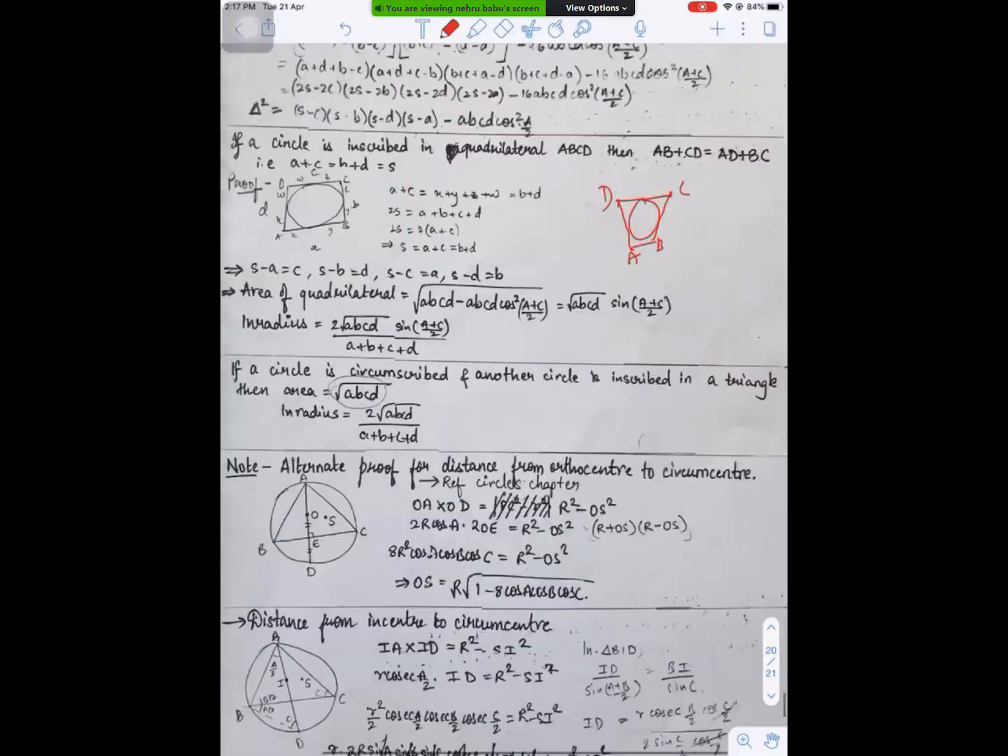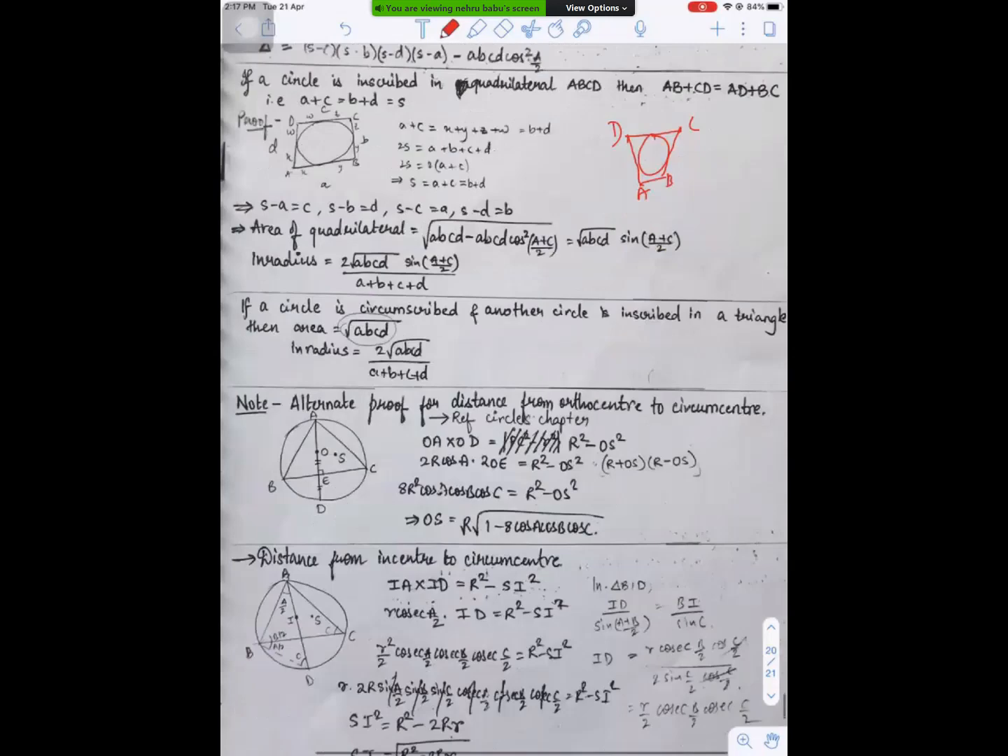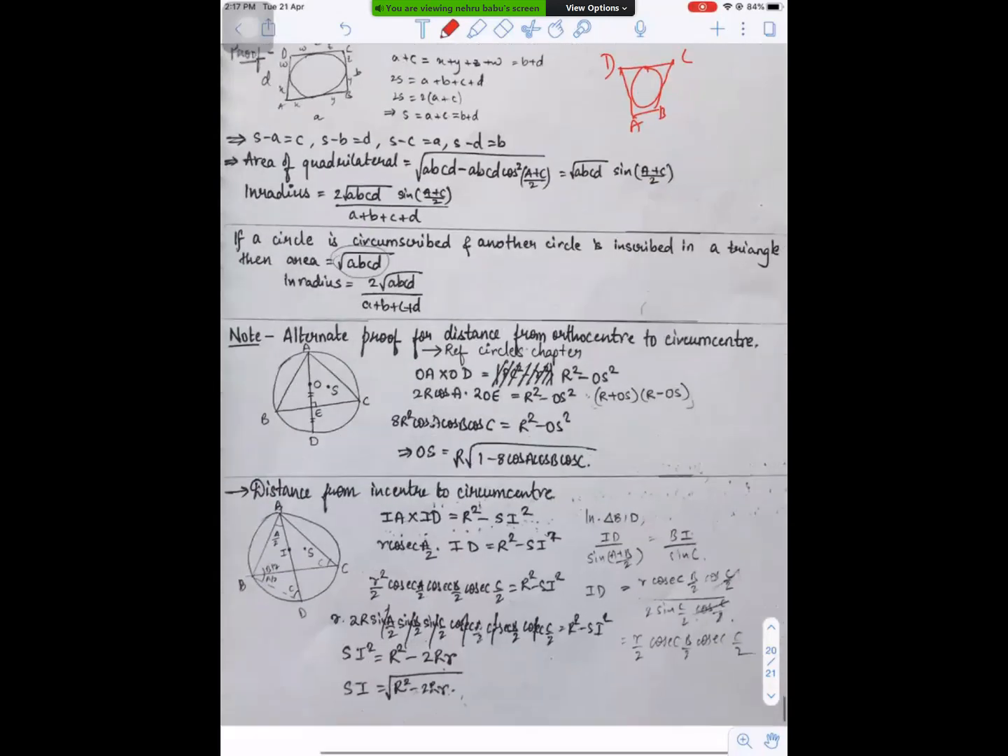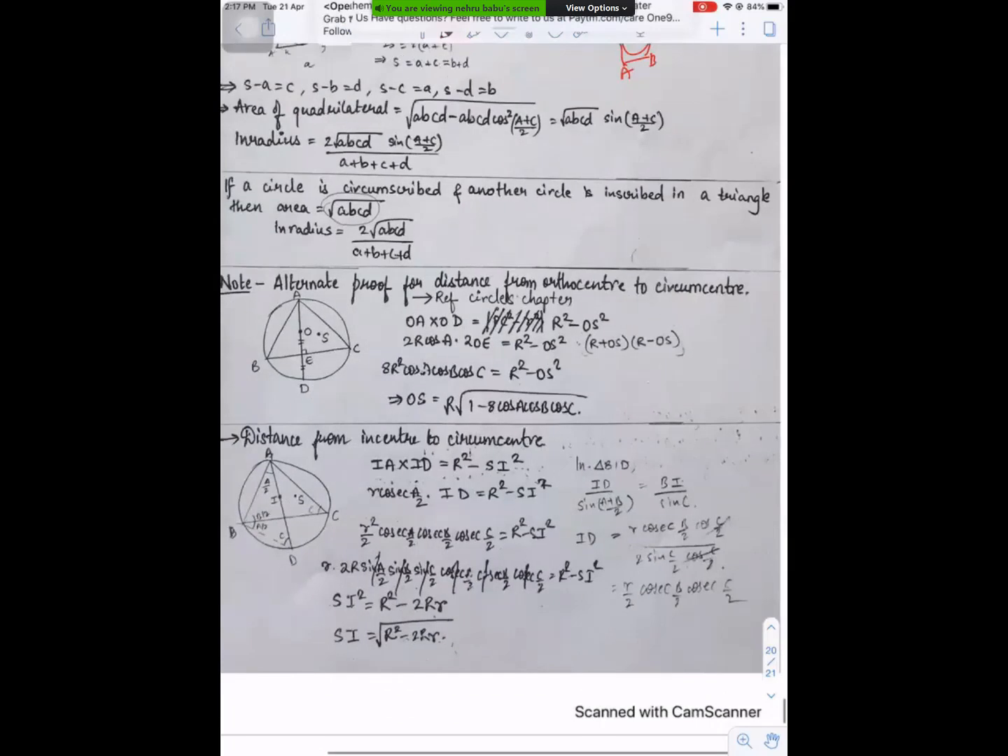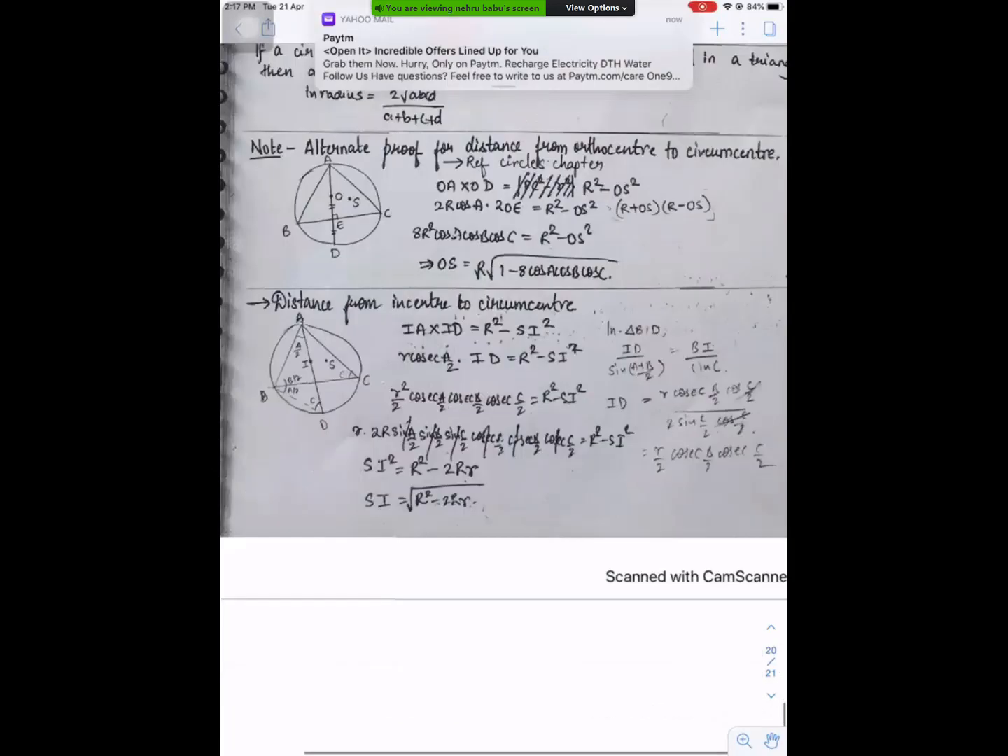So if a circle is inscribed and circumscribed, what happened? What is the area of that? And here, by using the circles concept, we prove this: the distance from the orthocenter to the circumcenter.